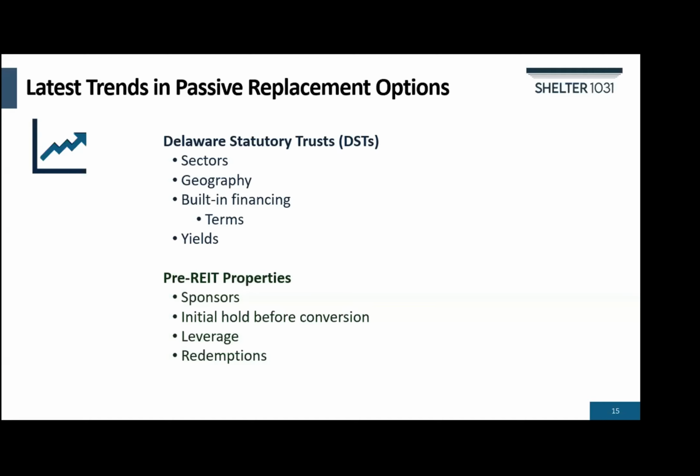We predict this year that half of all DST dollars will be invested in programs that are slated to convert to REITs, which is a huge increase from just a few years ago.